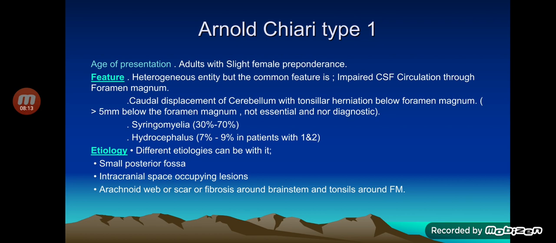In the features, it's a heterogeneous entity, but the common feature is impaired CSF circulation through the foramen magnum. There will be a caudal displacement of the cerebellum with tonsillar herniation below the foramen magnum. More than 5 mm below the foramen magnum is not essential and not diagnostic.